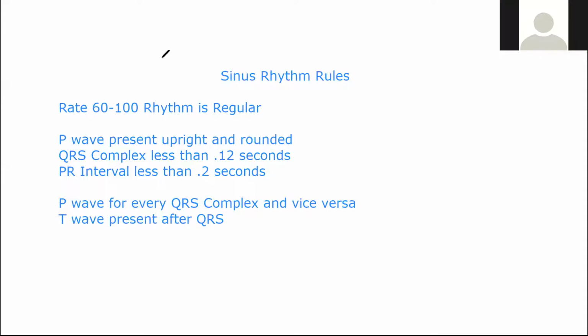And on the other end, for a sinus tach rhythm, the only change is that the rate is going to be faster than 100. So typically for a sinus tach rhythm, we're going to have a rate between 100 and 150, because once it gets above 150, we're going to throw it into a different category.